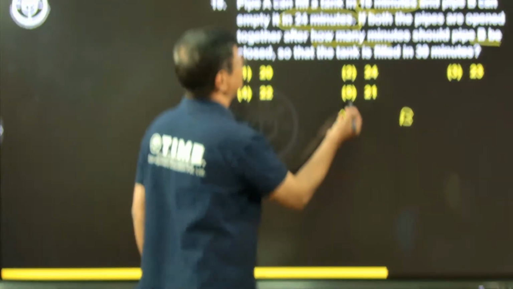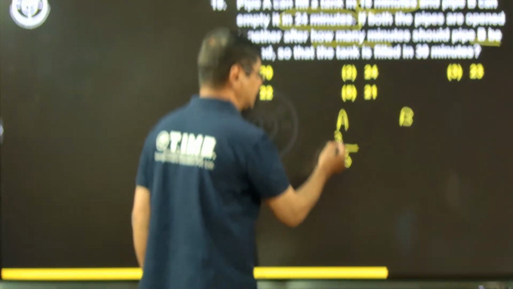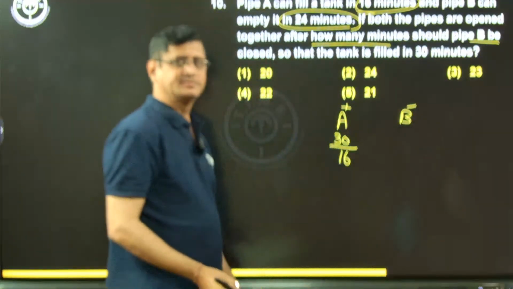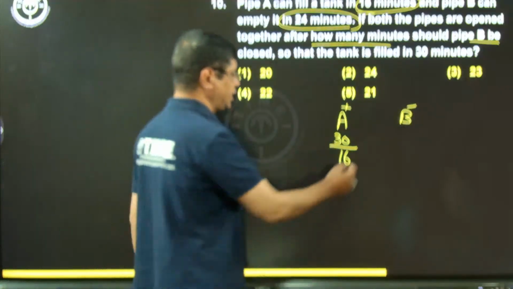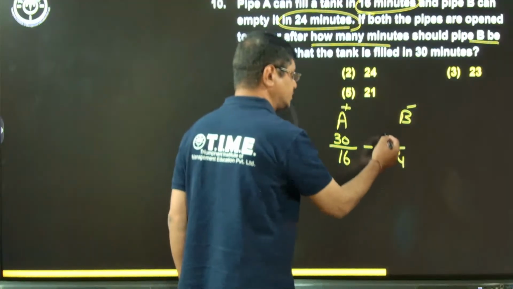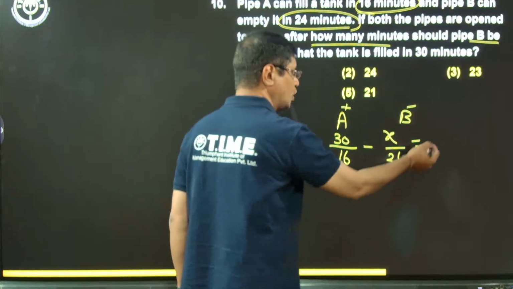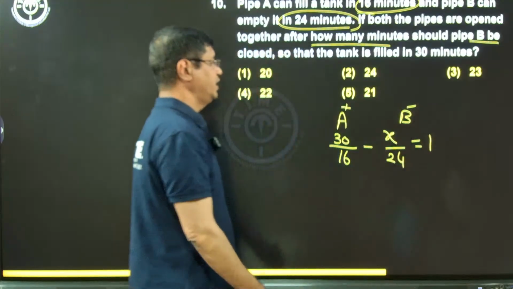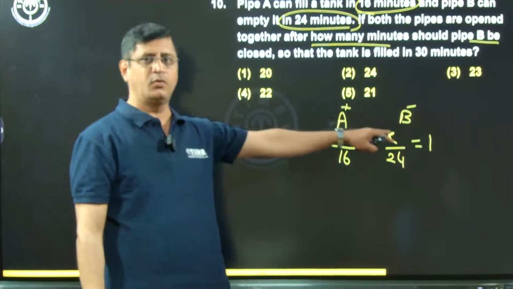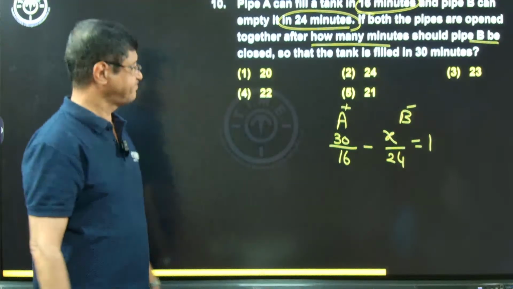Now, in 1 minute, A can fill 1 by 16. It worked for 30 minutes. A is a filling pipe, B is an emptying pipe, a leakage pipe, which can empty the tank in 24 minutes. How much time? Here, let us assume X. By opening these two, the tank was full in 30 minutes. Pipe A is working for 30 minutes, pipe B worked for only X minutes. The result is completion of the total work.